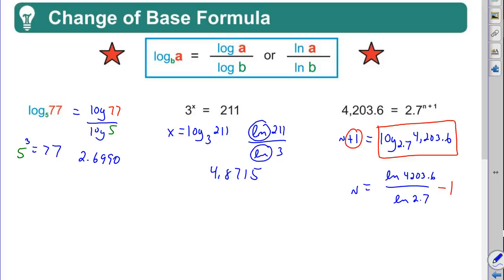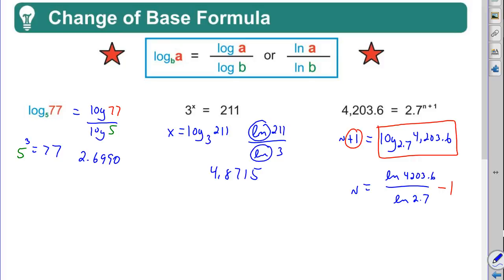Hey, that's not that hard, if you know the change of base formula, if you know how to change from exponent form to logarithmic form. So let me punch this out. And again, I could have used a common log, but the natural log saves me a letter. And I'm always out to save a letter whenever I can. I just punched that wrong, so let me do it again. 4203.6 natural log divided by 2.7 natural log equals, and then minus 1.